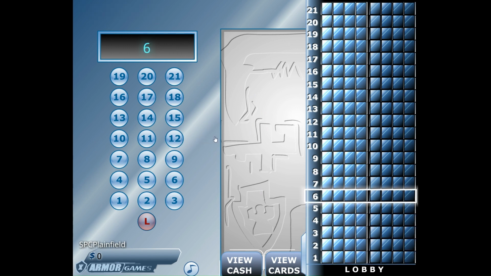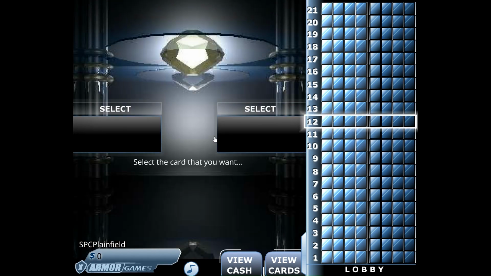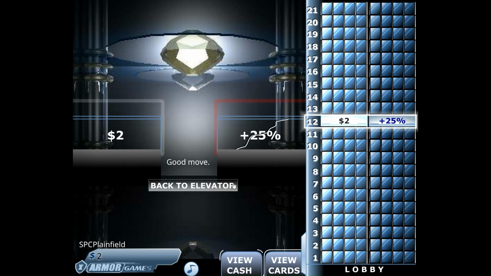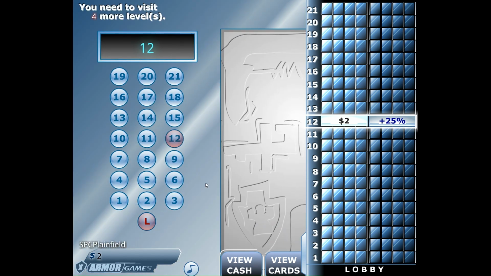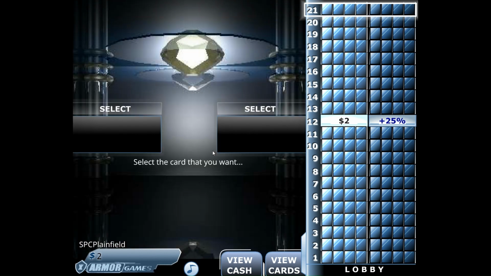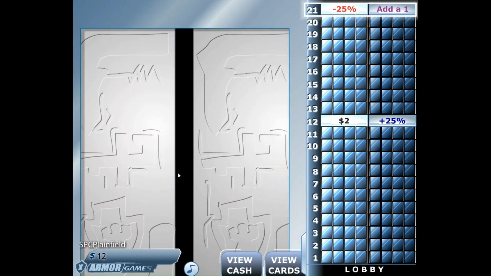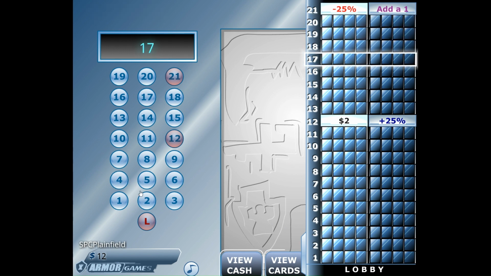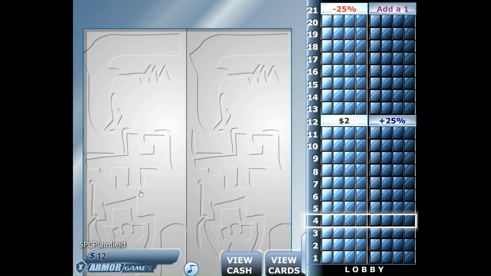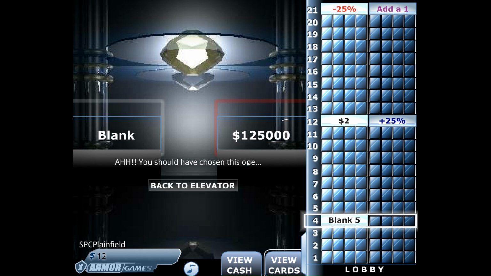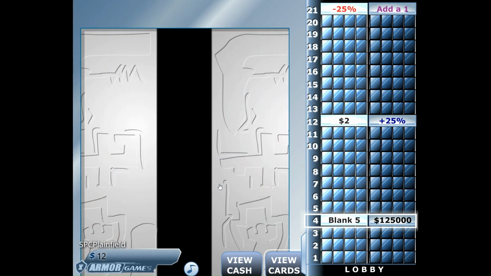So let's begin. We're going to start with number 12. And let's see what the left side has. $20. Add 1. Let's see what the right side's got. Add a 1. Otherwise, we're going to go down to number 4. Let's see what the left side has. Nothing. Otherwise, we would have had $1.2 million.